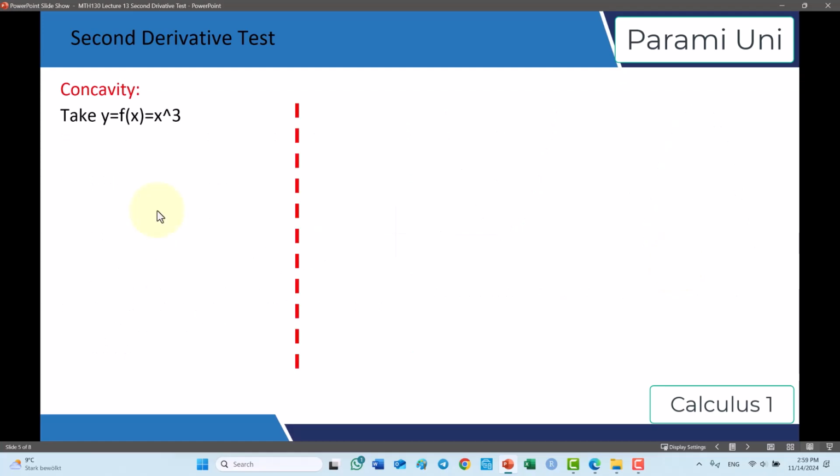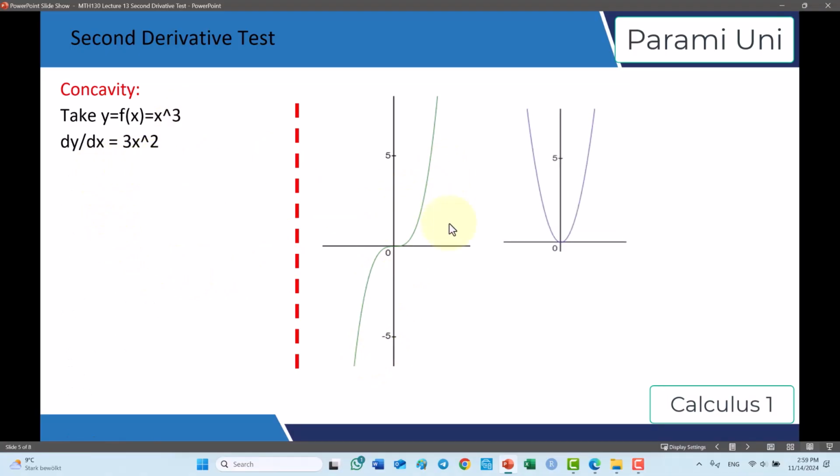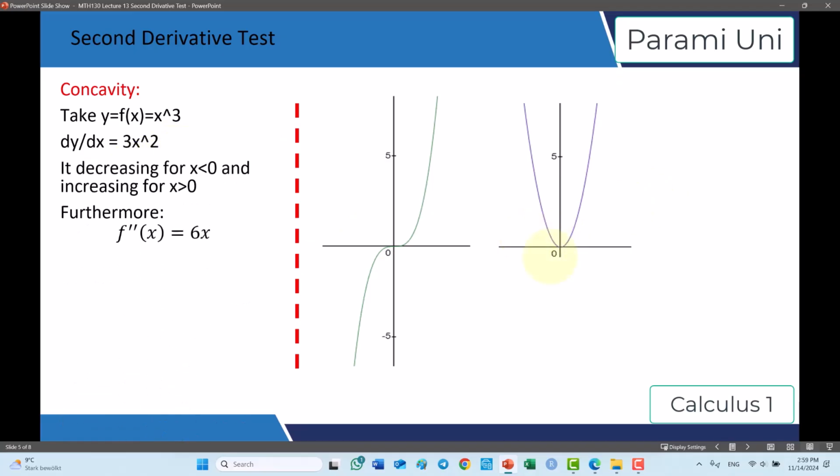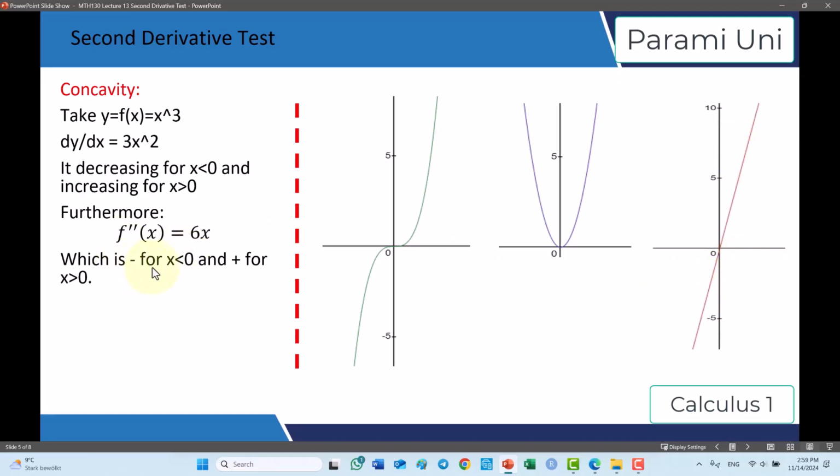As another example, take the function y is equal to x to the power of 3, this function here. And then take the first derivative. The first derivative is 3x squared. Then take the second derivative, which is 6x. That's this function here. The second derivative is negative for x less than 0 and positive for x bigger than 0. Therefore, the function y is equal to x to the power 3 is concave up for x bigger than 0, that's this part here, and concave down for x less than 0.